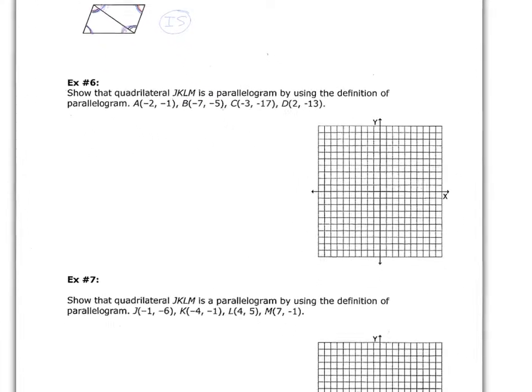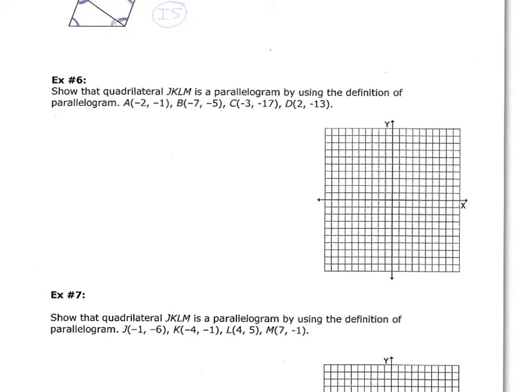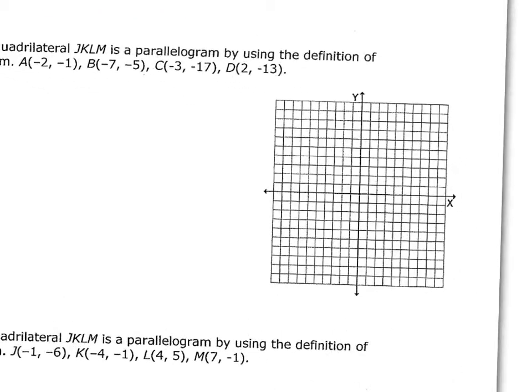Okay, last example we're going to go through. It says, show the quadrilateral JKLM as a parallelogram by using the definition of a parallelogram. Okay, so let's plot all these points. We've got -2, -1, and that's A.